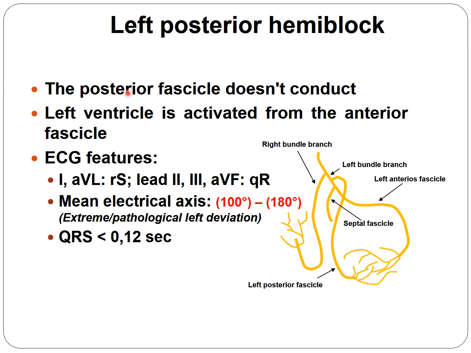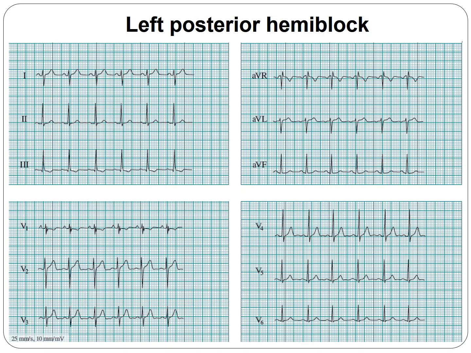When we have a left posterior hemiblock, in this case the posterior fascicle doesn't work. The left ventricle is activated from the anterior fascicle. ECG features: in lead I and aVL an RS, in leads III and aVF a QR. The mean electrical axis ranges from 100 to 180. The QRS is less than 0.12 seconds. Rhythmic, heart rate is around 100.